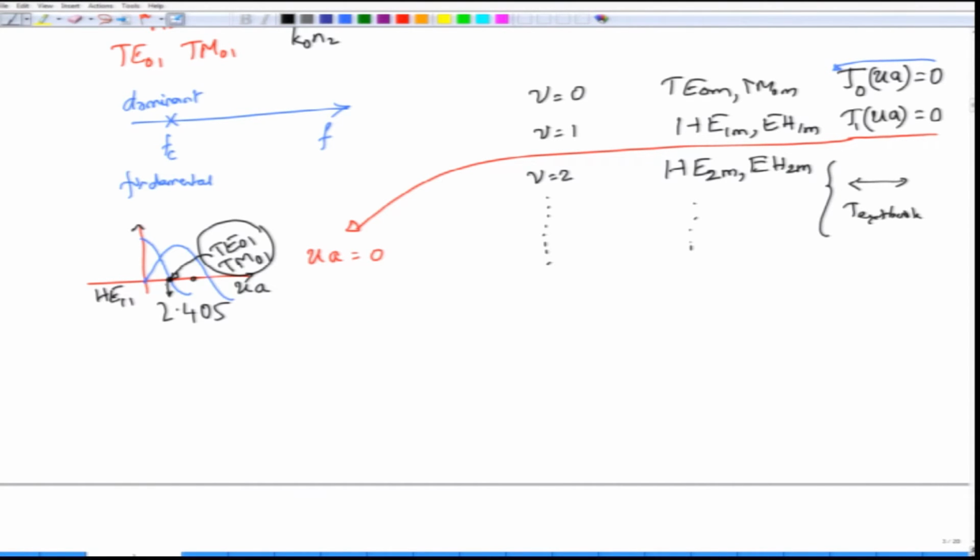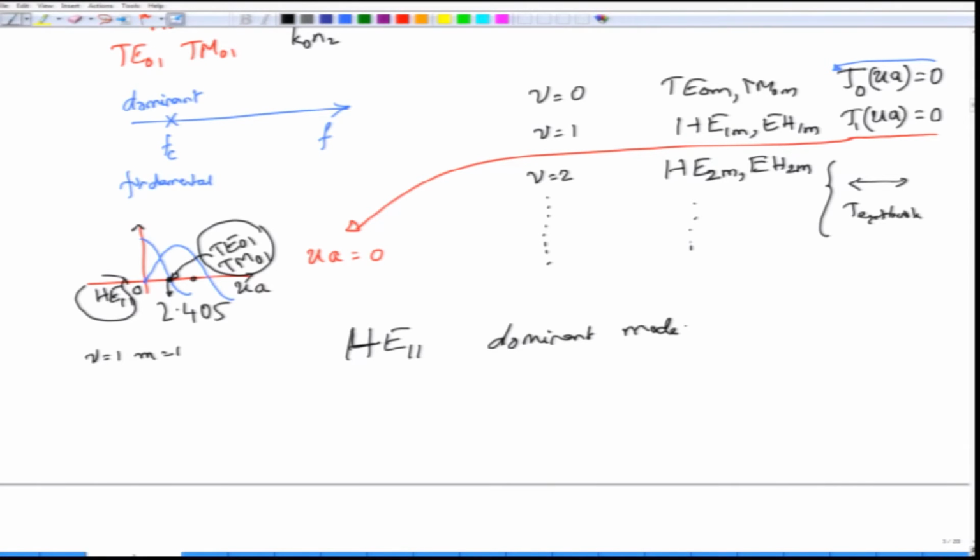Below 2.405, right, from 0 to 2.405, the equation that we have written has only one solution, which will be for nu equal to 1, m equal to 1, and the corresponding solution is the so called fundamental mode, which is HE11. So, you see that this is the HE11 mode, right, which actually begins to propagate as soon as you launch some light into it. So, this is the so called dominant mode.